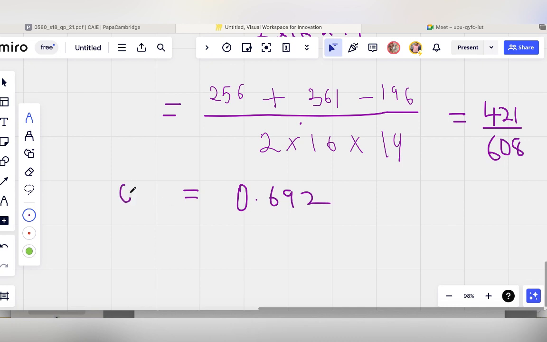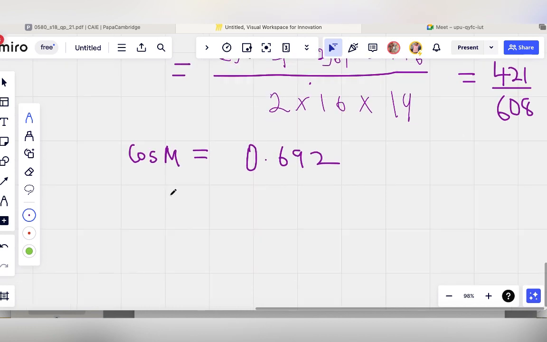Remember this cos theta. Whether you use cos theta or cos M is the same thing. So to find angle M, the angle at the middle, angle M will be the cos inverse. I've said this before. In indices, 1 all over cos is the same as cos raised to power minus 1. So we say cos inverse, or inverse of the cosine, of 0.692. So cos inverse of 0.692, what do you get? You get an angle 40 something, right?